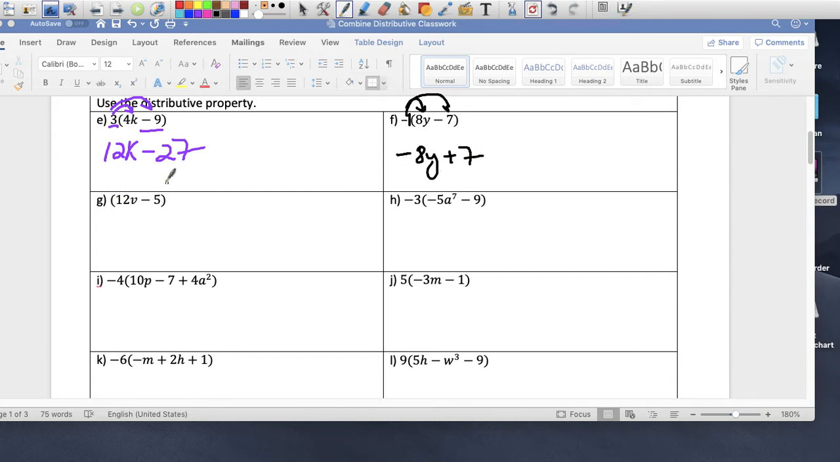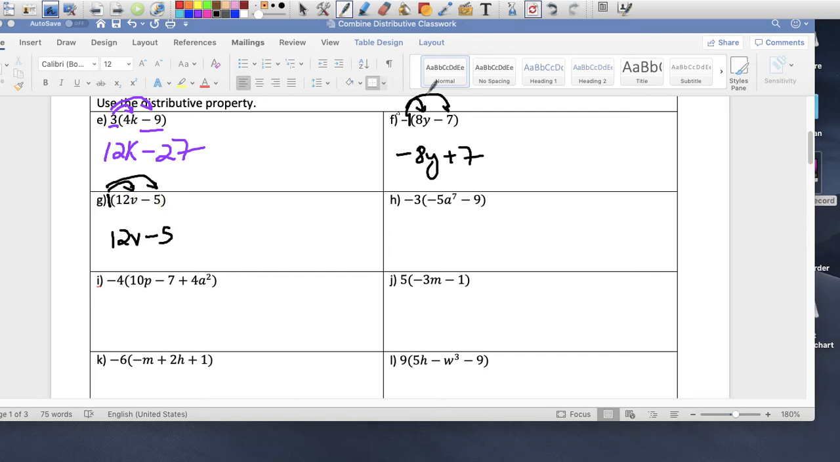There is no number outside the parentheses, so I want you to think of it as if there's a 1 there. But if there's only 1 there, 1 times 12v is just going to be 12v, and 1 times negative 5 is just going to be negative 5. So notice that this came out of the parentheses exactly how it was inside the parentheses.